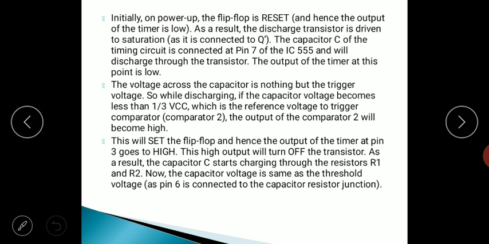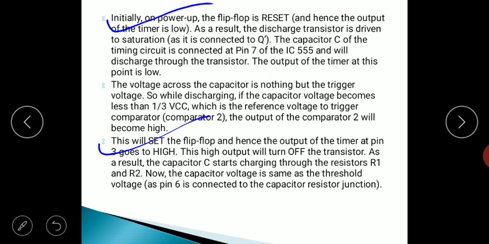If the voltage of the capacitor falls below 1/3 of VCC, comparator output 2 will go high, and this will set the flip-flop, that is, it will make the Q output of the SR flip-flop high, and hence the output of the timer pin goes high. That is, when power is initially given, the output of the timer will be low and the discharge transistor will be on. The capacitor goes on discharging, and when the capacitor voltage falls below 1/3 of VCC, comparator 2 will be on, and as a result it will set the SR flip-flop, and the output of the timer, that is the output at pin number 3, will go high.